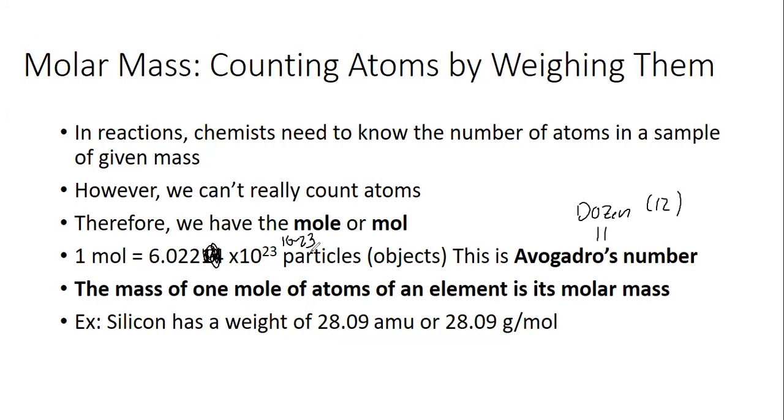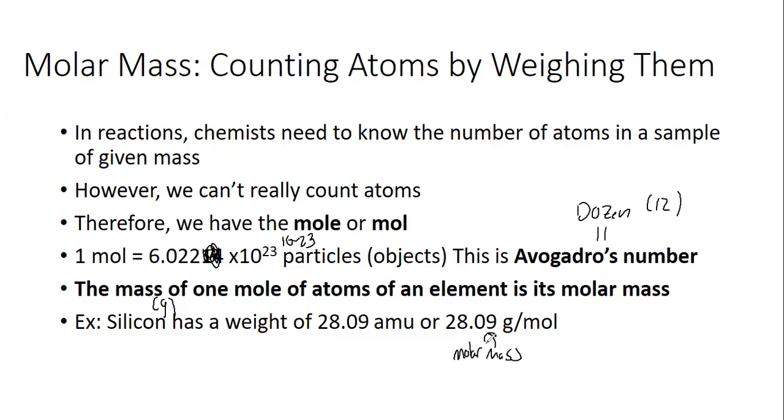On the periodic table, I already mentioned this, but the number we just calculated is actually the mass in grams of 1 mole of atoms. So for silicon, the weight of 1 silicon atom is 28.09 atomic mass units, or the weight of 1 mole of silicon is 28.09 grams. And we say molar mass, which is shown here: the molar mass of silicon is 28.09 grams per mole.